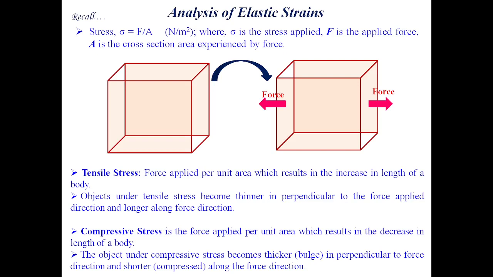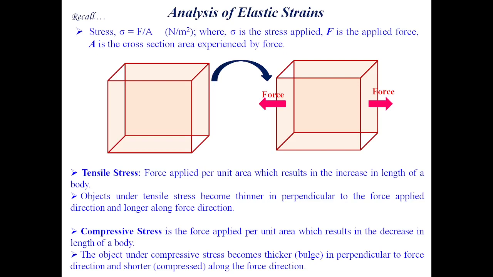curve. Stress is force per unit area. It's denoted by sigma. So sigma is equal to force per unit area. It's measured in the unit of Newton per meter square, where sigma is the stress applied, F is the applied force, and A is the cross-sectional area experienced by the force.